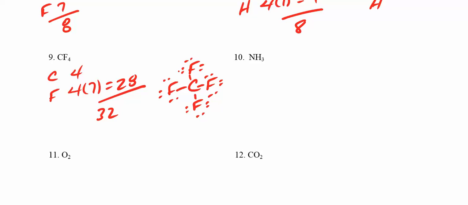We've got ammonia, NH3. Nitrogen has 5 valence electrons. It's in the 15th column. And hydrogen has 1, but there are 3 of them. So 3 times 1, obviously 3. 5 plus 3, that's a total of 8 electrons.